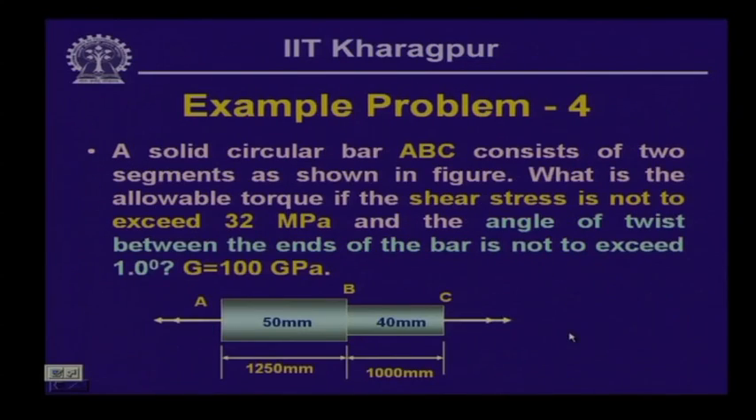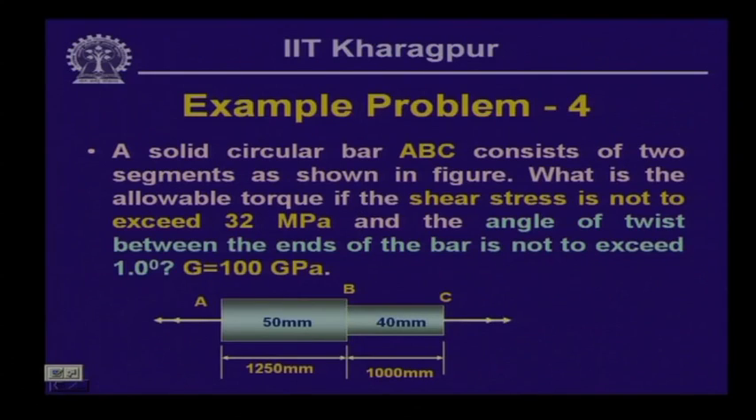Now, we have another example also for you, which is a solid circular bar ABC consisting of 2 segments as shown over here in the figure, and what is the allowable torque in the entire shaft if the shear stress is not to exceed 32 MPa and the angle of twist between the ends of the bar is not to exceed 1 degree. Now, here 2 criteria are set, that the stress cannot exceed 32 MPa and the total angle of twist cannot go beyond 1 degree.